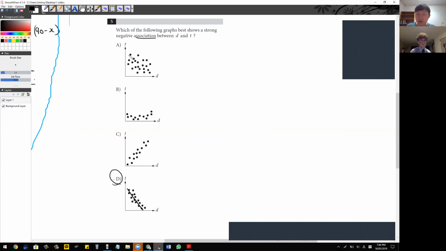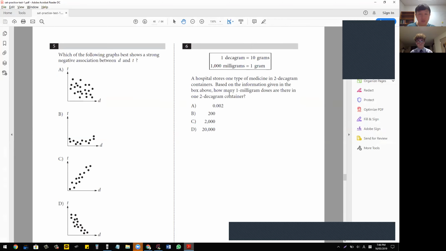I would say this one's a weak negative correlation, association. This is no correlation, really, pretty flat there. And that's a strong positive association. Okay, and we're going to talk about number 6 now.